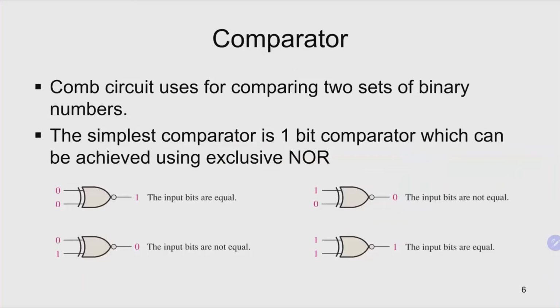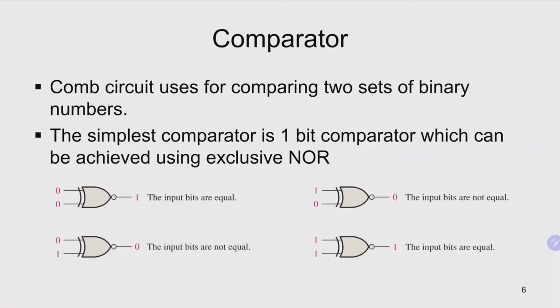We're going to move on to the next combinational circuit. This is known as a comparator. From the name itself, it tells you that it's used to compare two sets of binary numbers. If you compare two numbers, the outcome can be either equal to each other, or one is greater than the other, or less than the other.